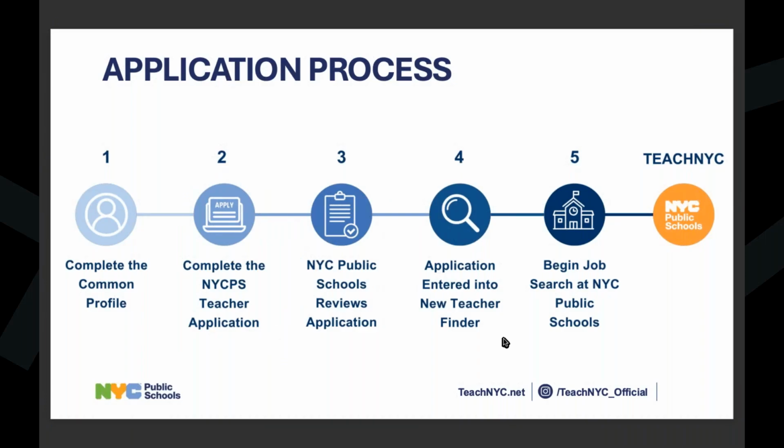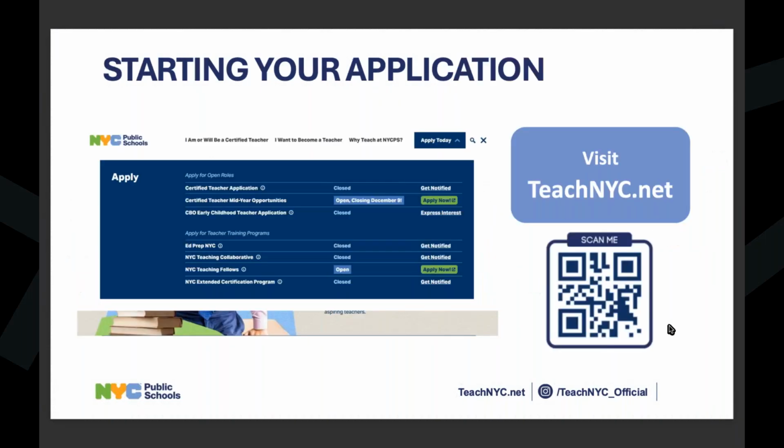This slide shows the full application process. You can see the full range of steps. First, you'll complete the common profile, which I'll talk about shortly. Then you'll submit the New York City Public Schools teacher application. Our application team then reviews your application. And if you are approved, you'll be entered into the new teacher finder, which is our database where you can see all of the open jobs across the city and reach out to principals to apply. Then you begin your job search. We'll talk about some tips a little bit later. And then you start your teaching career here at New York City Public Schools.